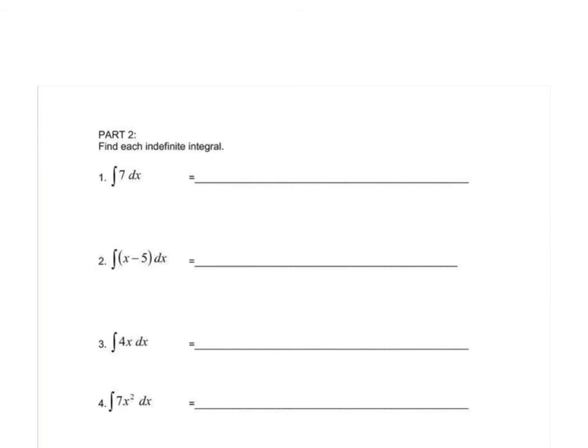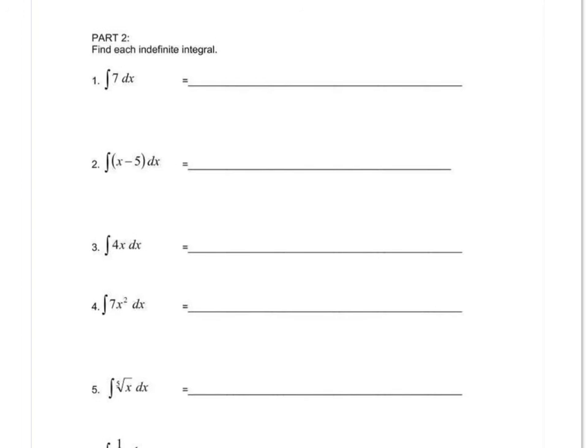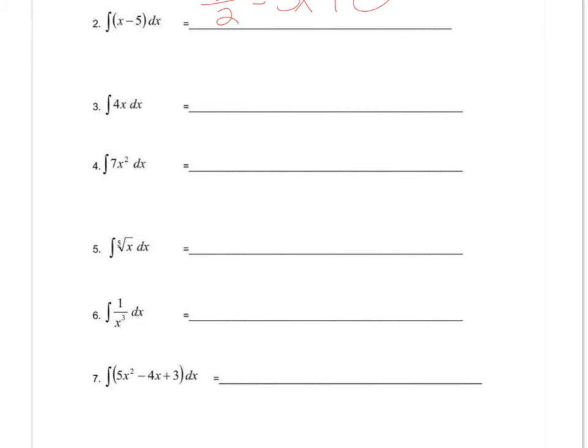Okay, so part 2 of your test review, all of these are indefinite integrals. So every single answer is going to have a plus c. So the constant of 7, the antiderivative is 7x plus c. For number 2, we're going to do each term individually, add 1 to the exponent, divided by the exponent. The constant becomes 5x plus c. For number 3, there's that exponent of 1. So that add 1, we get 2, divide by the new exponent. We should simplify. This 4 divided by 2 is 2.